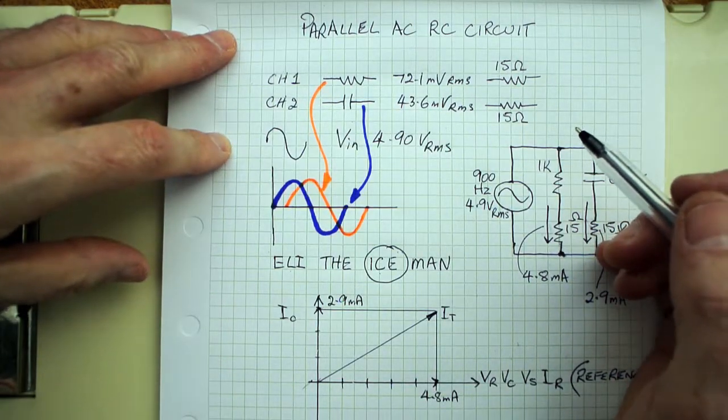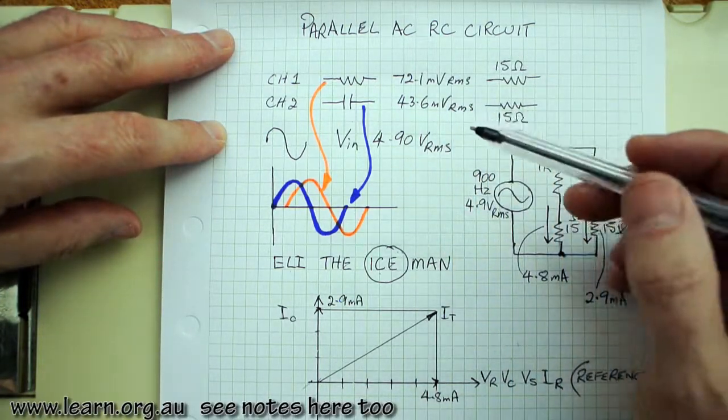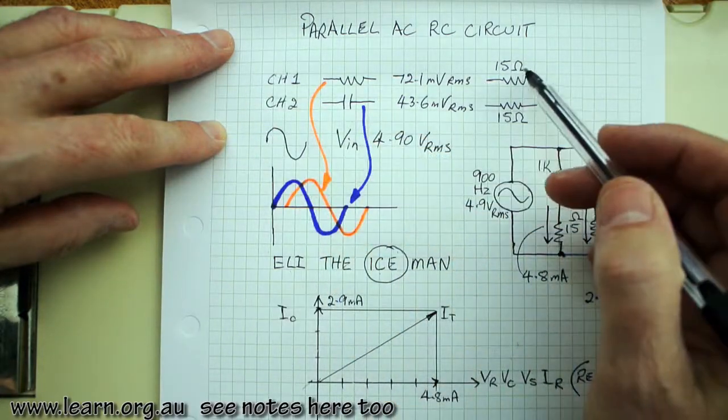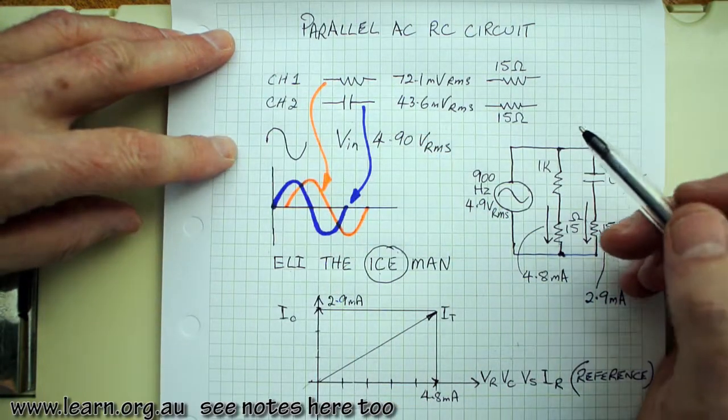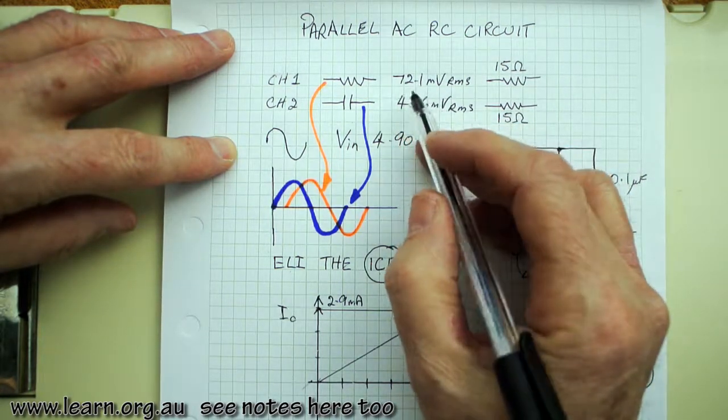Alright, so we saw the setup on the oscilloscope with the parallel AC-RC circuit, and I started to do some scratchings on this paper before. I've added a little bit to it since, so let's work our way through it. We did take some measurements before.